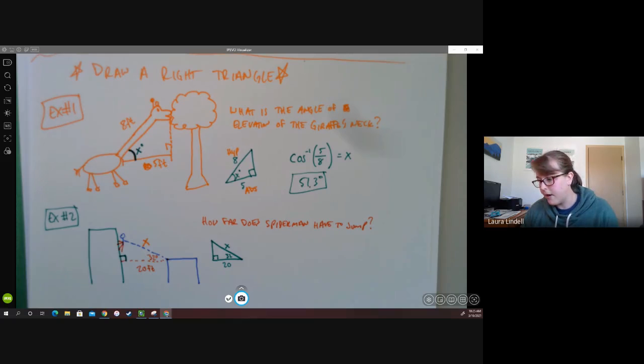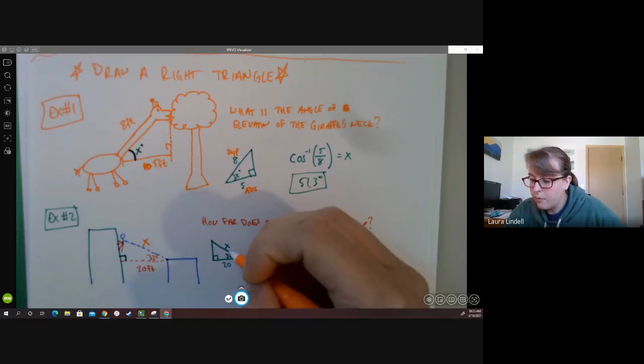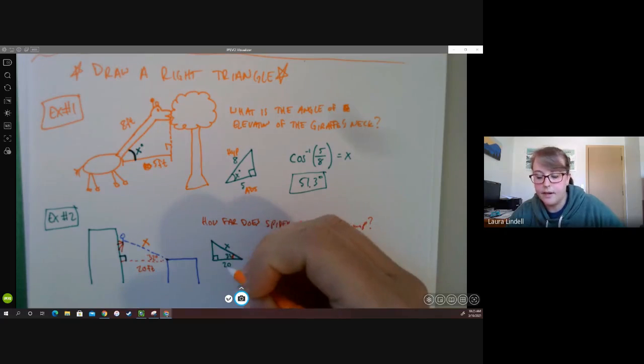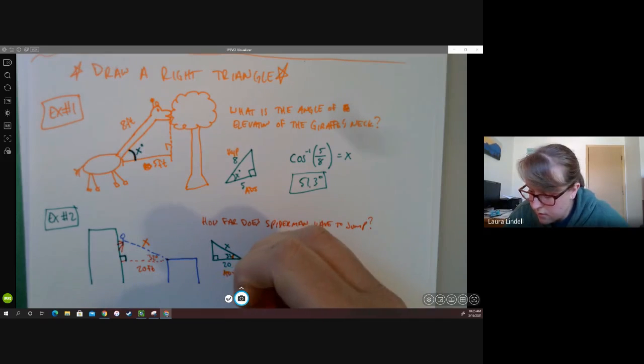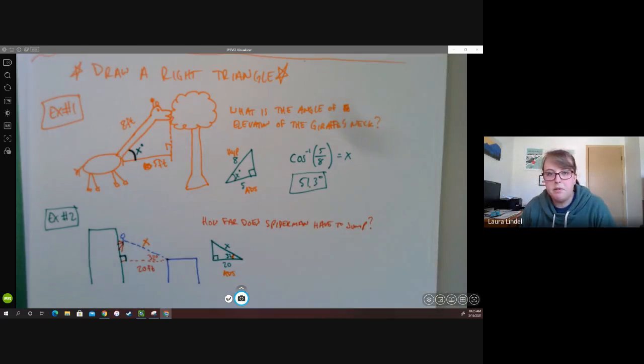Okay, so how far does Spider-Man have to jump? Well, now we want to figure out, are we dealing with opposite, adjacent, or hypotenuse to this angle here? And we only have to focus on these two sides that we're looking at, the one that we don't know and the one that we do know. So the one that we do know, the 20-foot long side, is that opposite, adjacent, or hypotenuse to 32 degrees? Adjacent. And is the missing side opposite, adjacent, or hypotenuse? Hypotenuse.